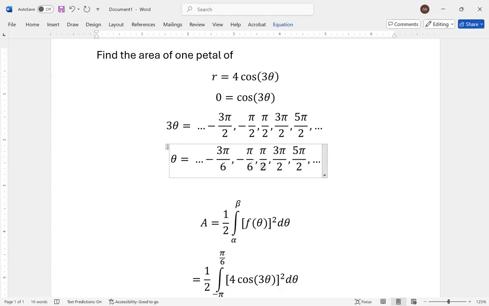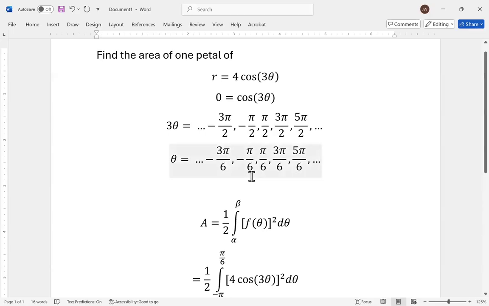And so you can see that whenever you went from 1, 0 to the next, when theta went from negative pi over 6 to a positive pi over 6, that traced out one petal. And from pi over 6 to 3 pi over 6, that traced out another petal. And from 3 pi over 6 to 5 pi over 6, that traced out another petal. And you could still do that. 5 pi over 6 to 7 pi over 6, you get another petal. In fact, you'd get a repeat of one of the ones you've already found. And you could keep going through that.